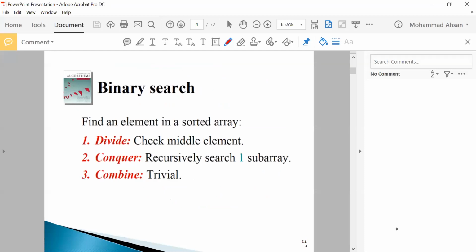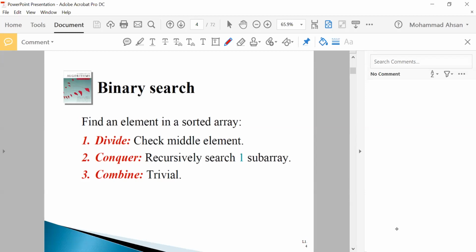Before going to the sorting algorithms, you must have done binary search. So you have to find an element in a sorted array. How binary search works: you find the middle element of the array. You check if the element you are searching for is less than or greater than this middle element. In case your element is less than, you will take the left subarray to search again. And similarly, if it's greater, you'll search the right subarray.